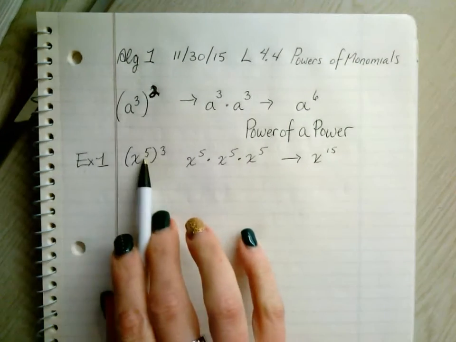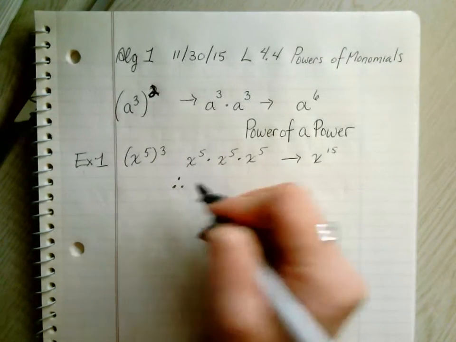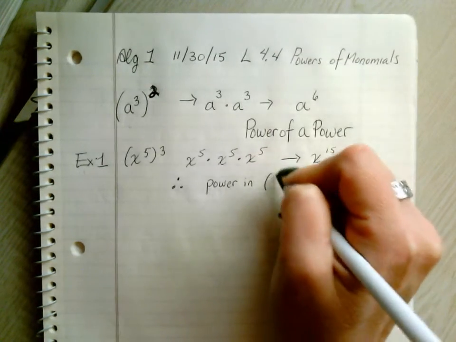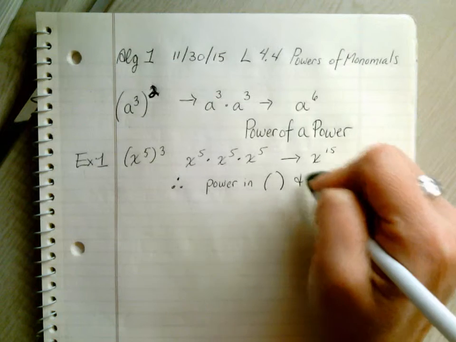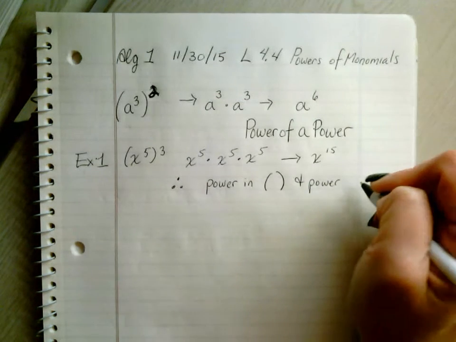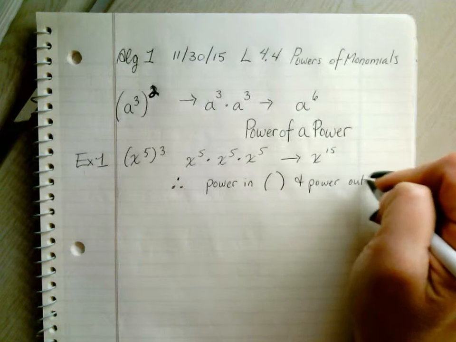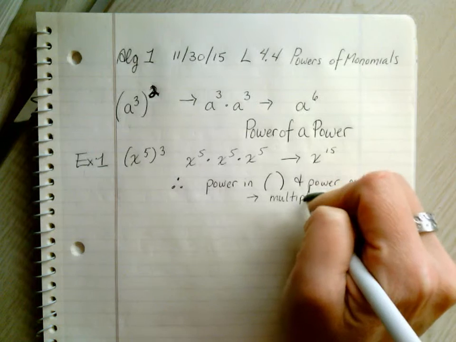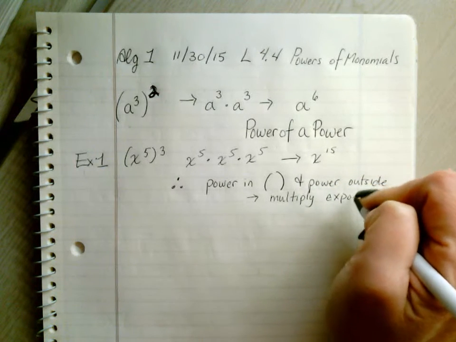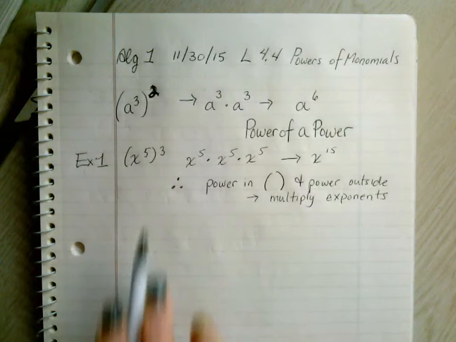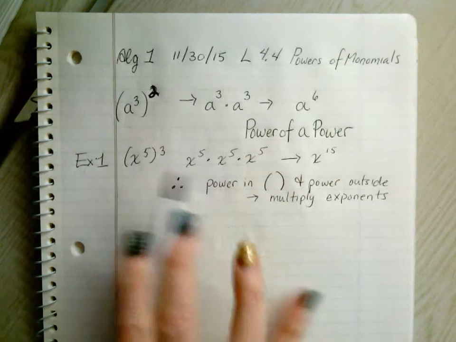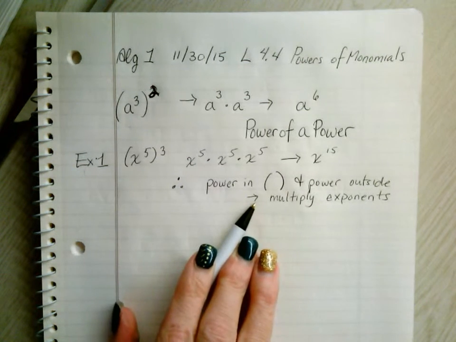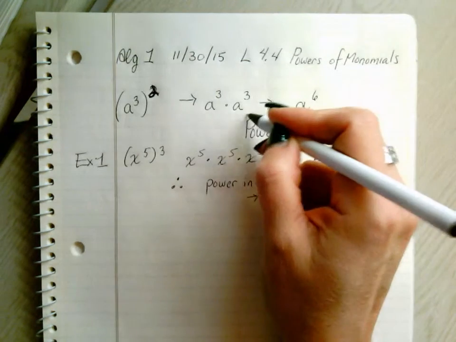So when it's like that, Percy says, so when there is a power in parentheses and an exponent outside, you simply multiply the exponents. Okay? When you have an exponent in the parentheses with another one outside, you simply multiply the exponents. That is the rule for power of a power.